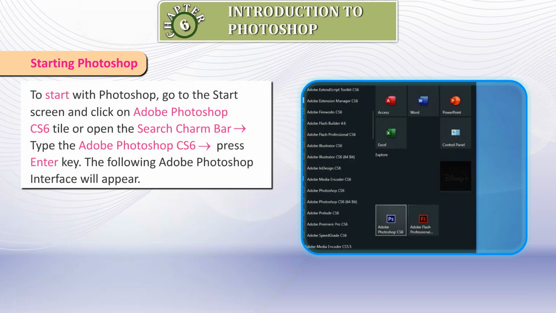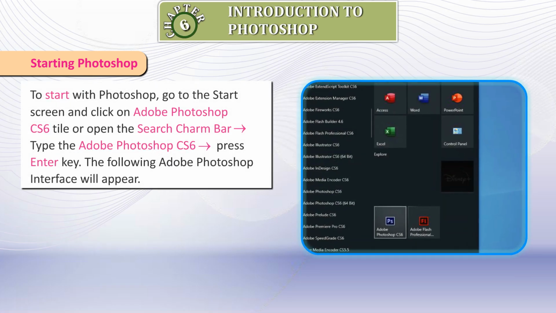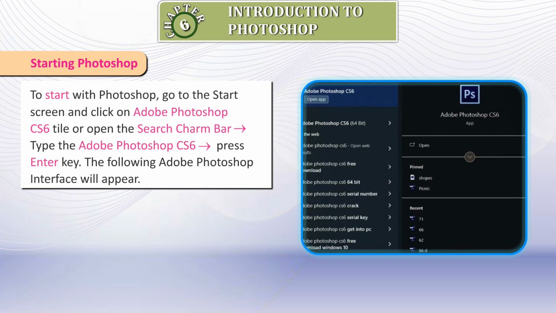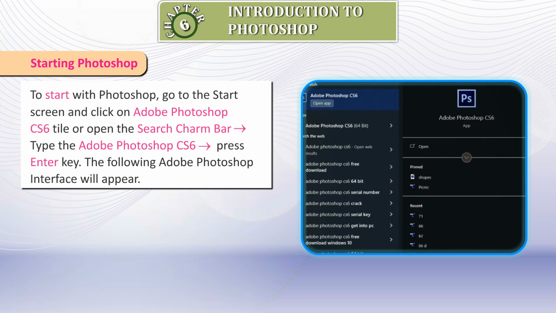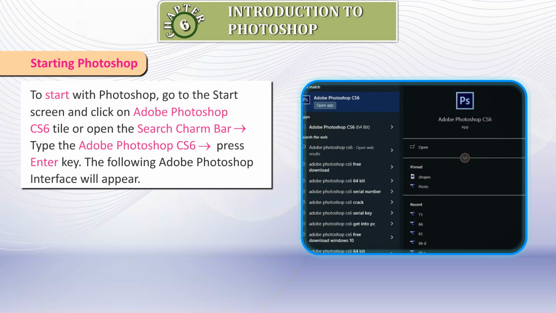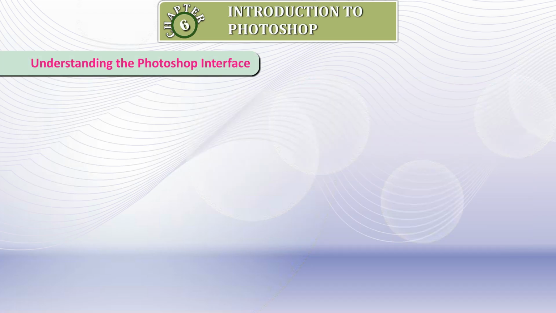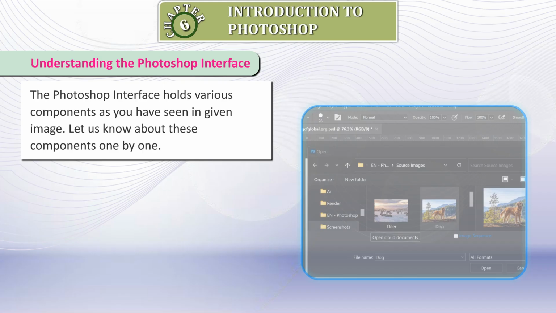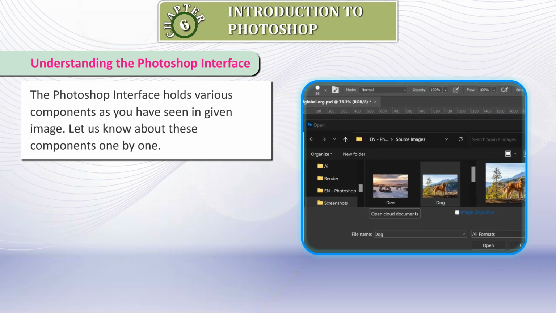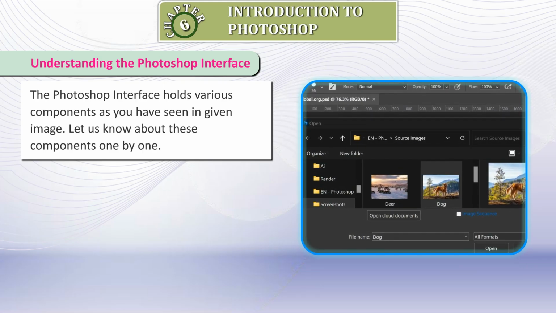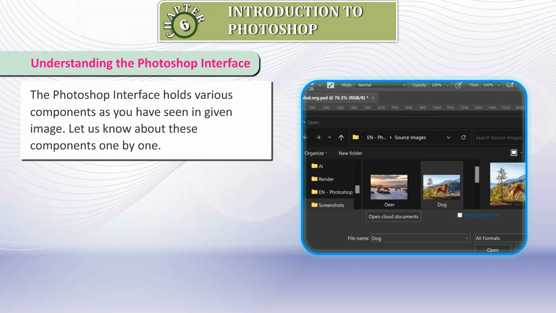Starting Photoshop. To start with Photoshop, go to the Start Screen and click on the Adobe Photoshop CS6 tile, or open the search charm bar, type Adobe Photoshop CS6, and press the Enter key. The following Adobe Photoshop interface will appear. Understanding the Photoshop interface. The Photoshop interface holds various components, as you have seen in the given image. Let us know about these components one by one.